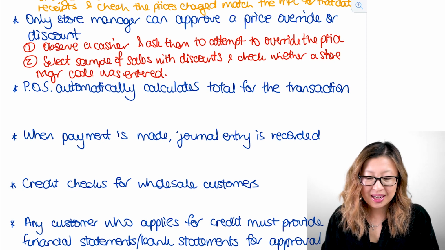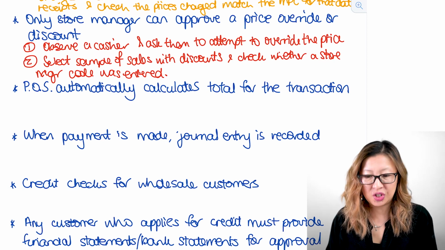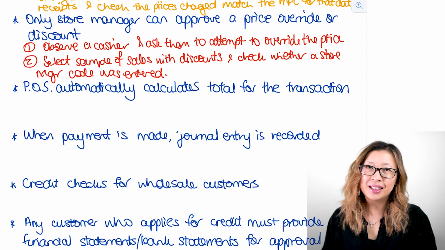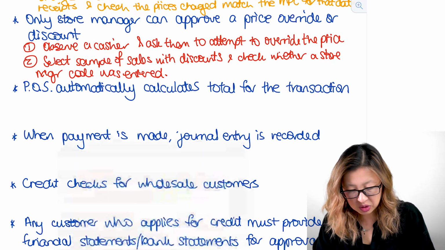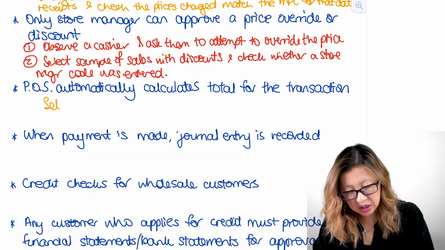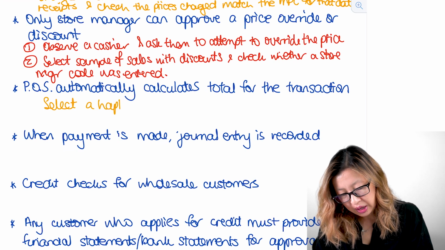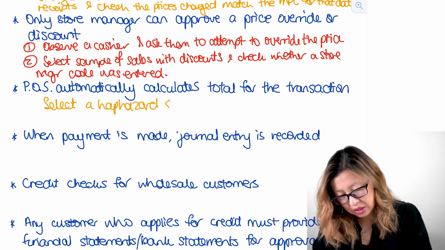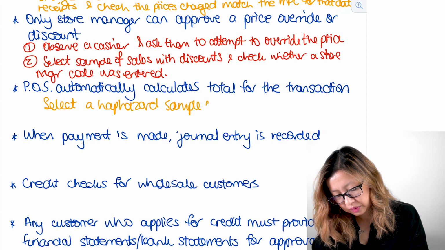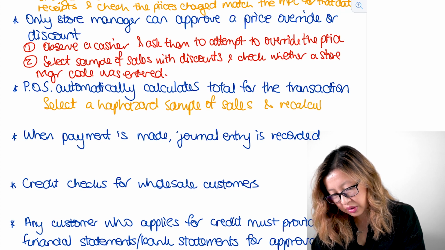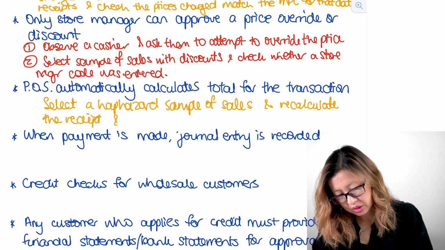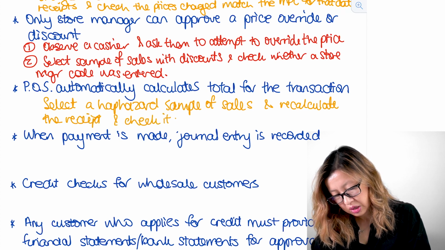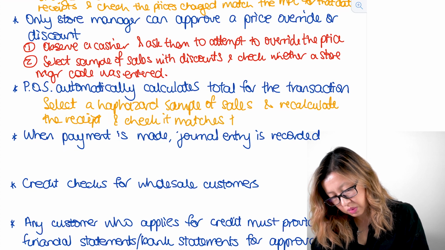Now, the next one is that the point of sale automatically calculates the total for the transaction. This one is really, really easy. Again, you pick a haphazard sample. So let me do this one in orange. Only one test here. Select a haphazard sample of sales and recalculate the receipt and check it matches the system.